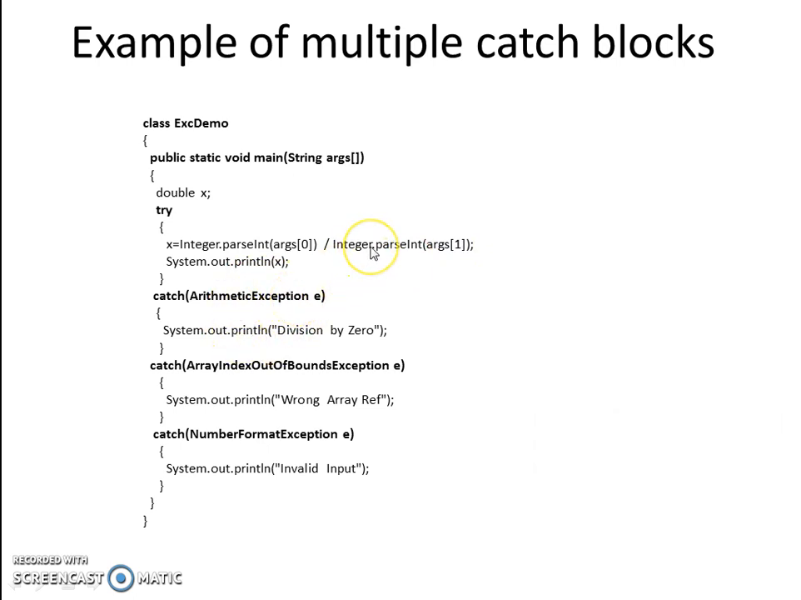If instead of entering 2 arguments, the user enters only 1 argument, then this args[1] will become invalid, which will result in an array index out of bounds exception. And if the user, instead of entering an integer, enters either text or double values, then it will result in a number format exception which will be handled by this catch block. So for different types of exceptions, we have different catch blocks.